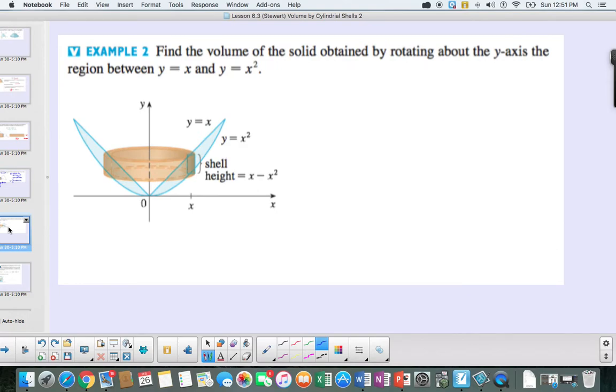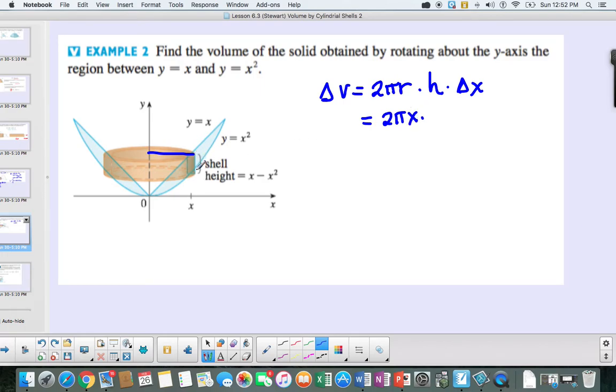All right, let's go ahead and do another problem. This problem we could do by washers, and I'm going to demonstrate that we can do it by shells as well. Delta V is equal to 2 pi r, which is the circumference, times height times thickness, and in this case our thickness is delta x. This is going to be our radius, and our radius is going to be the distance from the y-axis, which is x.